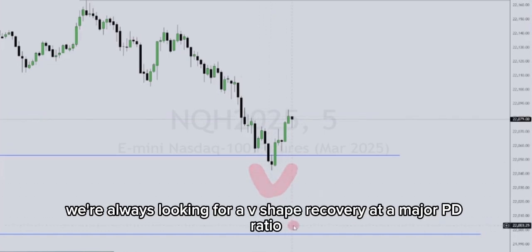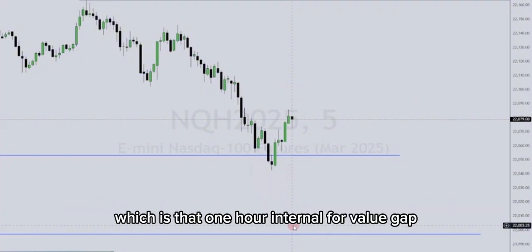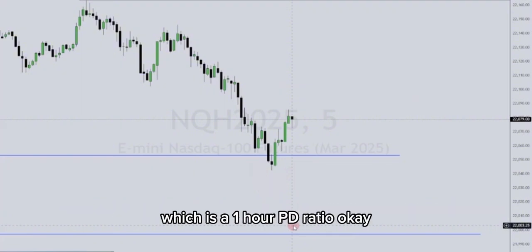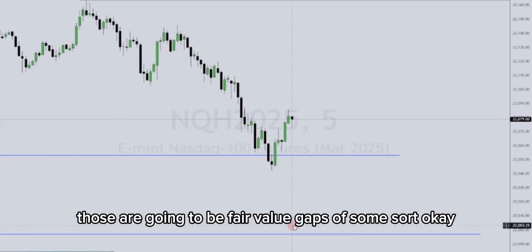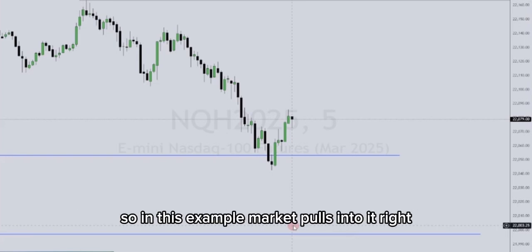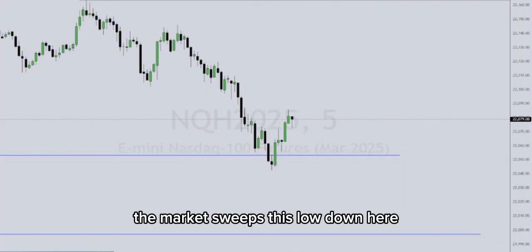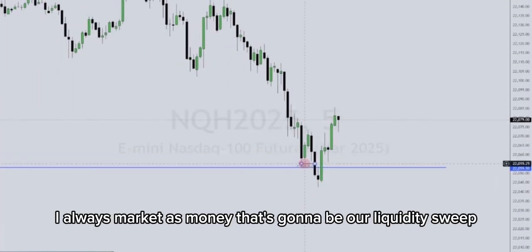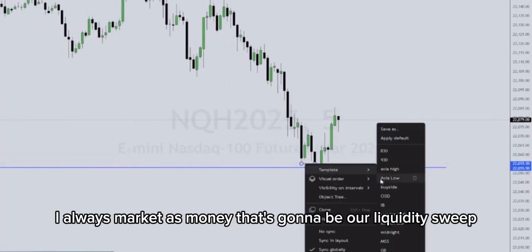We're always looking for a V-shaped recovery at a major PD array, which is that 1 hour internal fair value gap, which is a 1 hour PD array. Okay. When I say PD arrays, those are going to be fair value gaps of some sort. Okay. So in this example, market pulls into it, right? The market sweeps this low down here, which is going to be our money sweep. I always mark it as money. That's going to be our liquidity sweep.